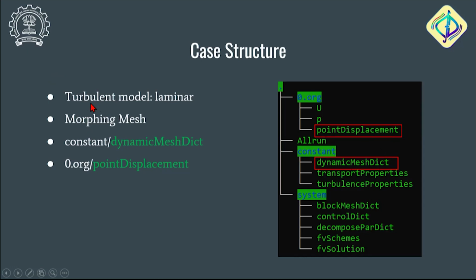We will be choosing the turbulence model as laminar, and we'll be using a morphing mesh dynamic meshing strategy. There are different dynamic meshing strategies available in OpenFOAM, like the morphing mesh, adaptive mesh interface, adaptive mesh refinement, and overset mesh. But in our case, we'll be using morphing mesh. Morphing mesh means there is a physical distortion or deformation of the mesh.